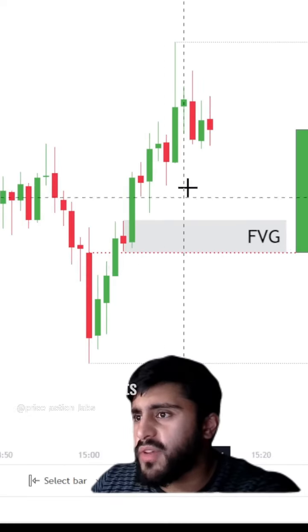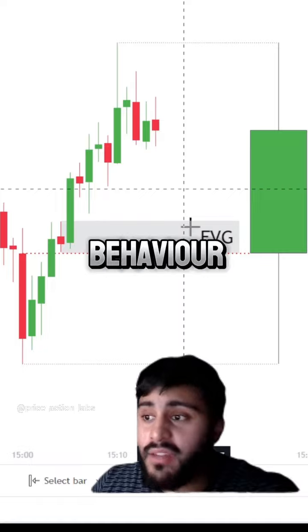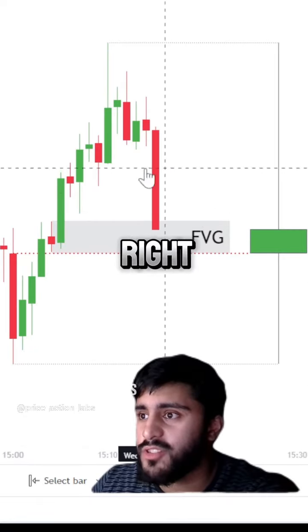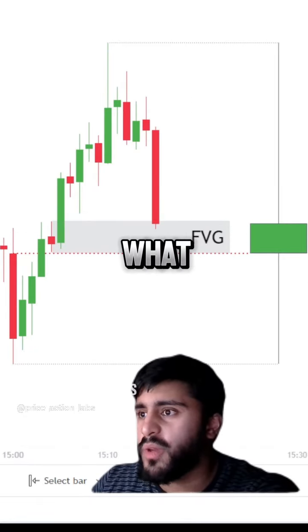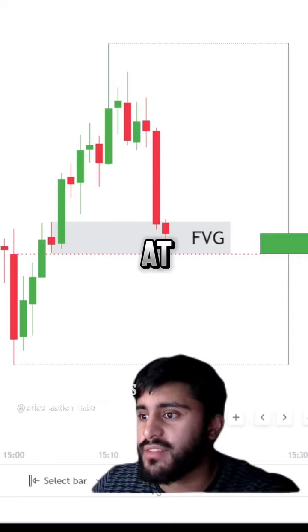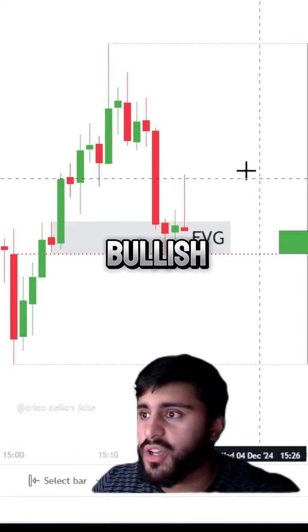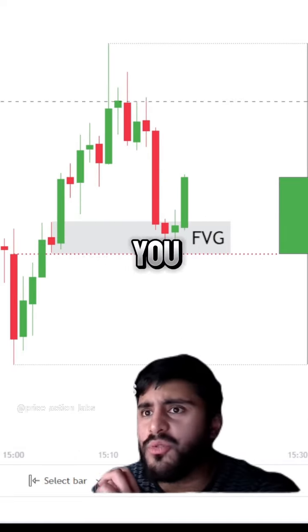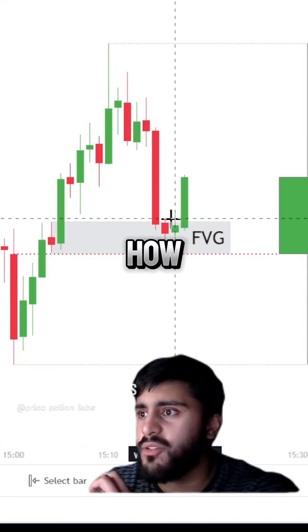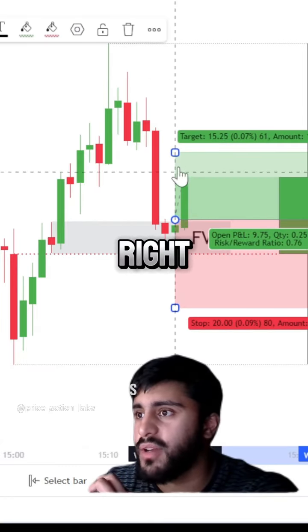Let's give a fair value gap over here on NQ, and we're looking at the behavior as price comes into this level, right? So price comes into this level, and what we need to see is we need to understand the reaction at this fair value gap. So we get a pretty bullish reaction over here. But how do you know whether to take this long or short, right? How do you know whether this is actually a good trade, right?